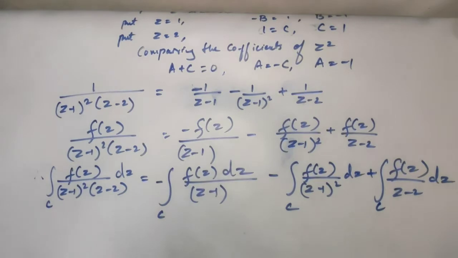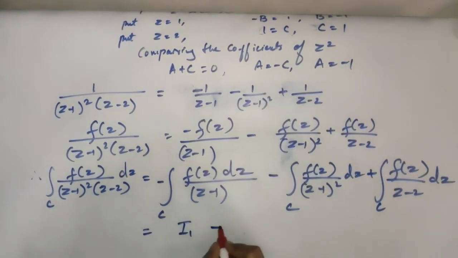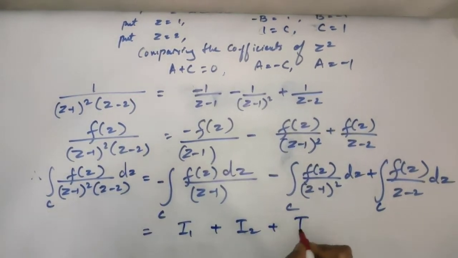Yes, I hope this is clear. Now, case 1. Our simplified form of this big integral is like this. I will call these I1, I2 and I3. So let us call it I1 plus I2 plus I3.